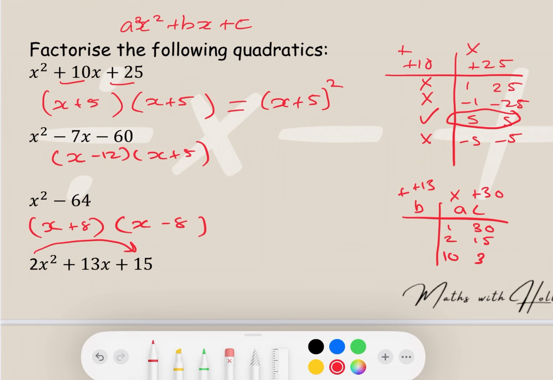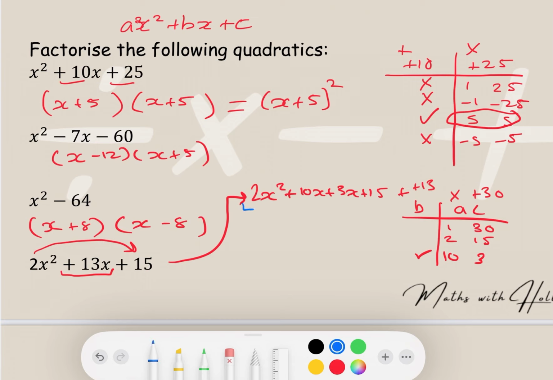So 10 add 3, both positive, is 13. So what I do now is I basically rewrite the quadratic and remove 13, and I'm going to put 10 plus 3, because 10 plus 3 is 13. So I'm making it longer. So I'm going to have 2x squared plus 10x plus 3x plus 15.